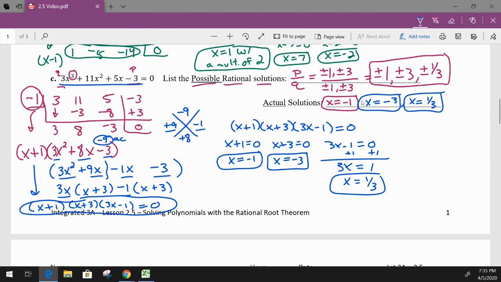However, they are not always going to be rational. There are going to be some problems where you end up factoring things that have, say, maybe an x squared plus or minus a number, and you're going to get square root solutions or imaginary solutions. So be careful of that.